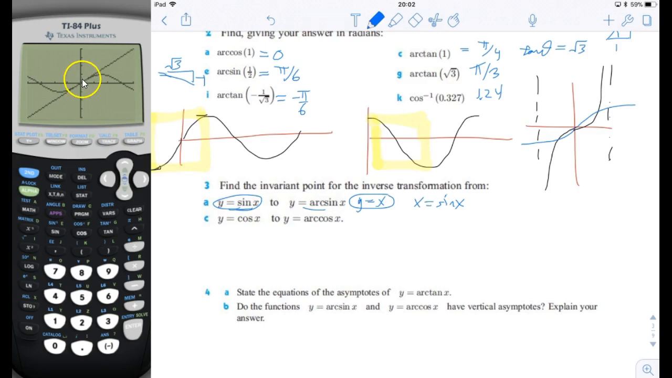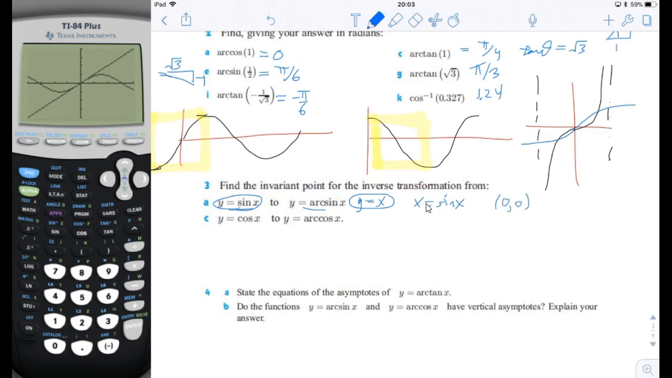And so now it's a little bit easier to see that it looks like it might just intersect right here at the origin, 0, 0. And that really makes sense, right? Because the sine of 0 is 0. So they want to know the invariant point for this transformation, and I believe it would be 0, 0.